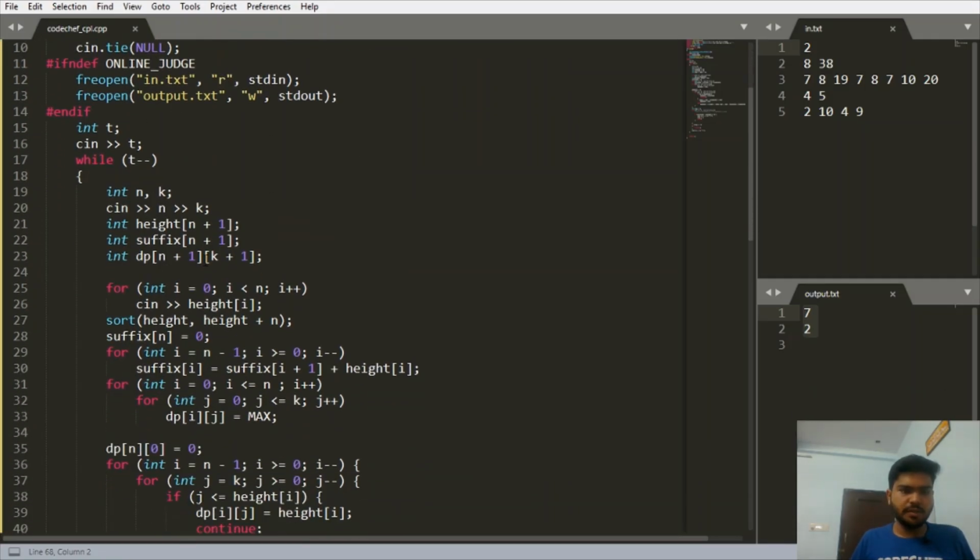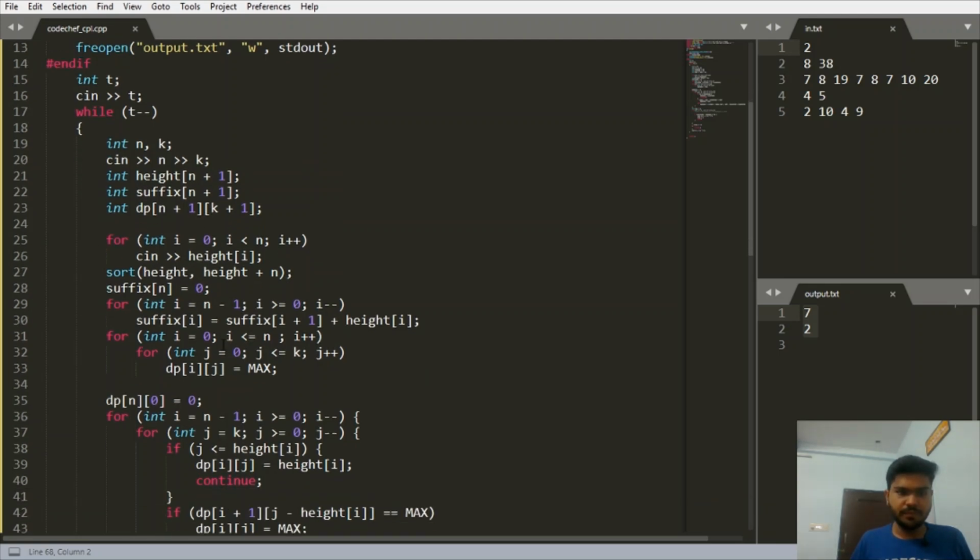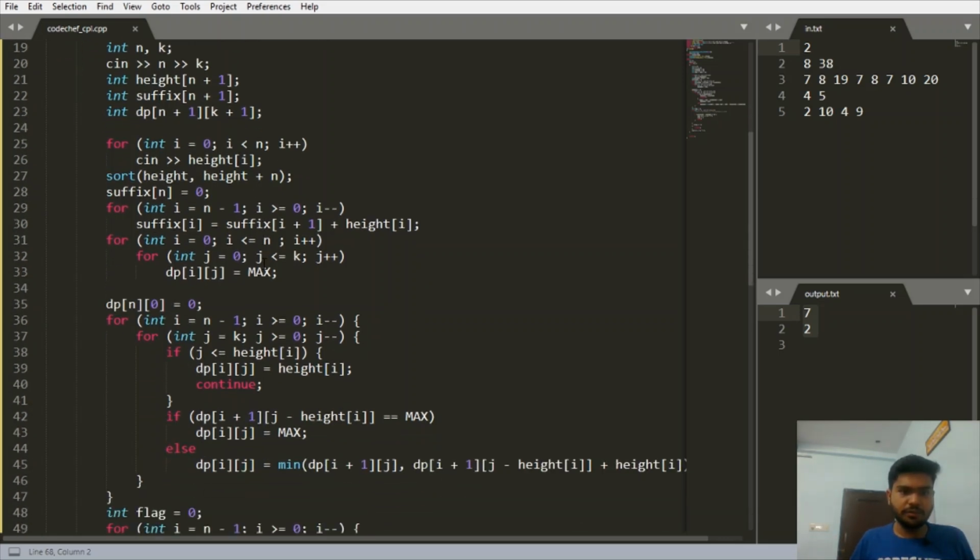So as we have discussed in the approach, first of all, we will enter for each test case two values, that is n and k, and we'll make two separate arrays for height and suffix, and then a DP array of size n plus 1 cross k plus 1. Then we'll enter the height and we'll sort the array, right? And we'll traverse the array from the back, to take the maximum height boxes as possible, right? So first of all, we'll initialize the suffix of n to 0, because from n minus 1 we'll enter the values, because we have created a suffix array of size n plus 1.